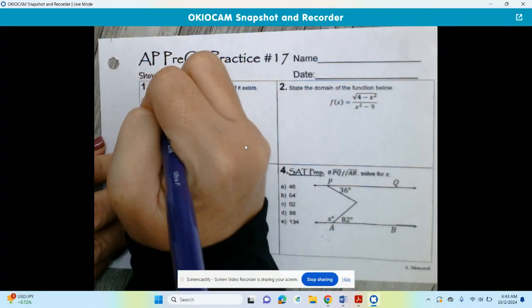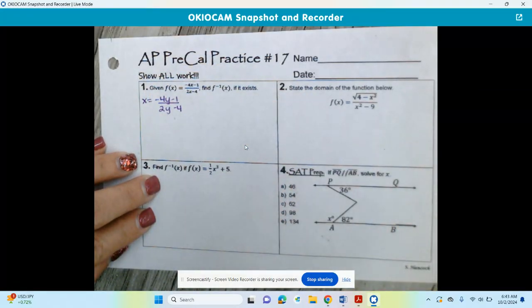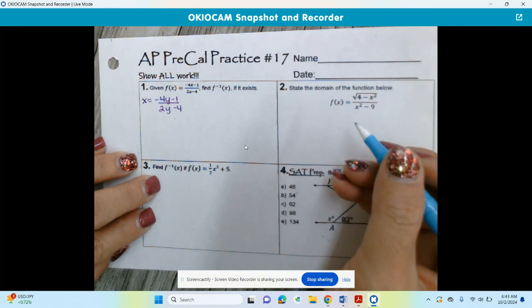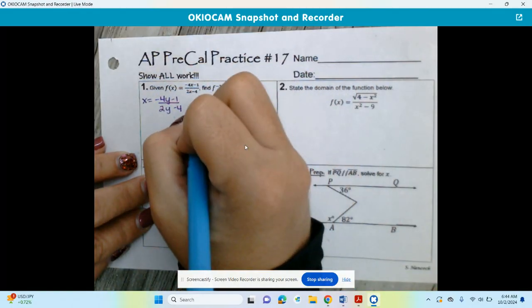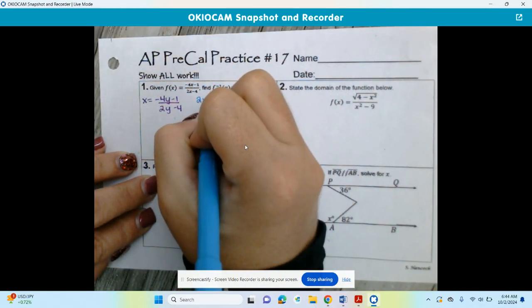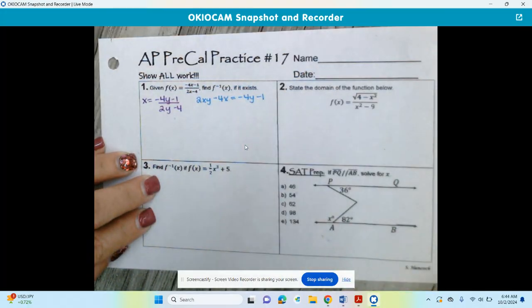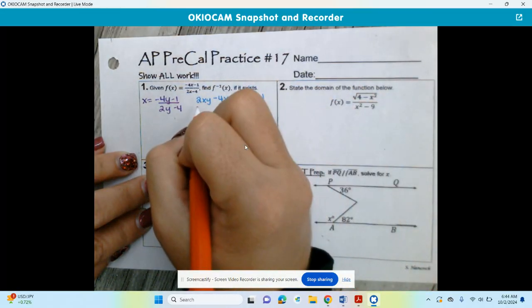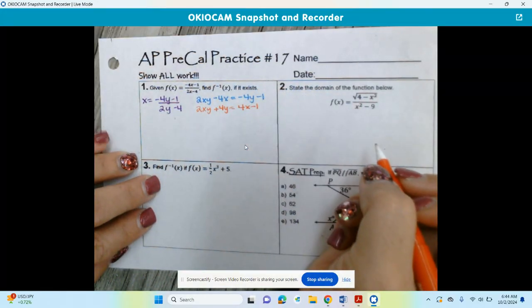x equals negative 4y minus 1 over 2y minus 4. Okay, and remember the ultimate goal here now is to resolve for y. So I'm going to go ahead and multiply up here. So 2xy minus 4x is going to equal negative 4y minus 1. Okay, and then I'm going to bring my y's together. So I'm going to pull this 4y over, make that a plus 4y, and I'm going to pull that 4x over to the right side.